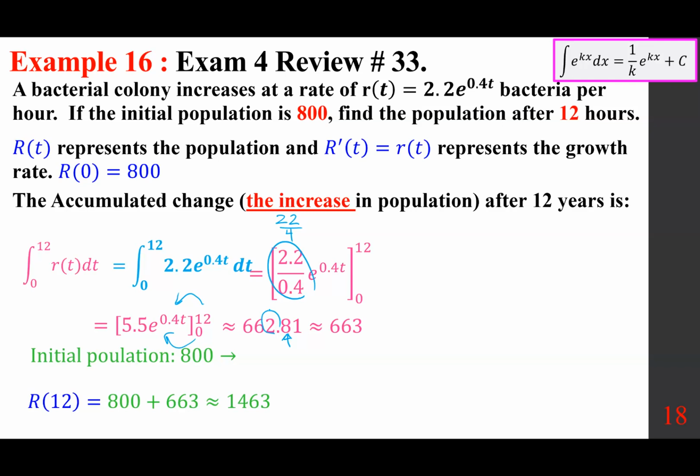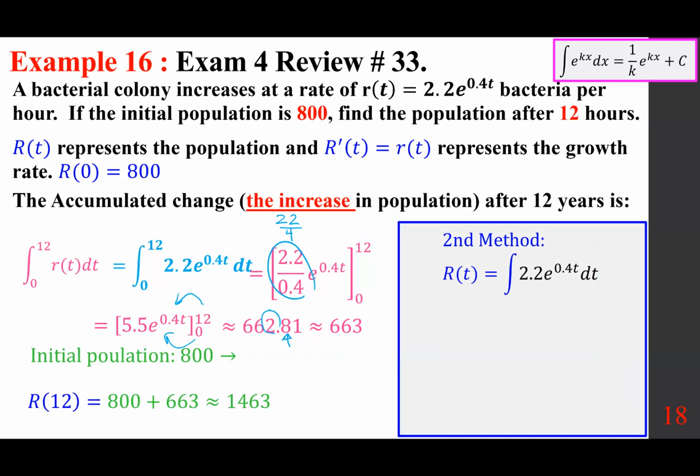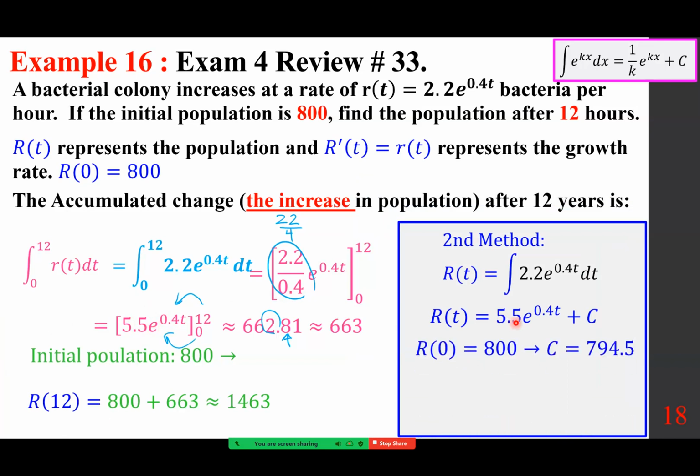Here's the second method. Let's take the integral of that in general. Since it's been done here, this one plus a constant, with the initial value being 800. If you replace the t with 0, you get 5.5 plus c equals 800. C becomes 794.5. And now this is the formula.